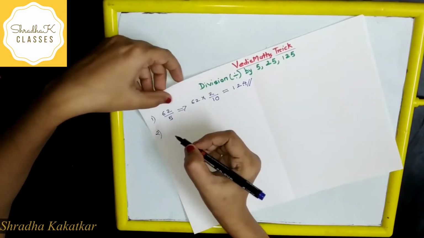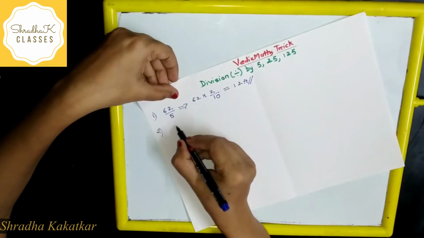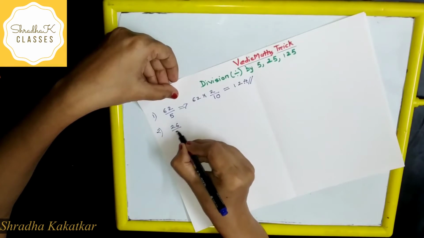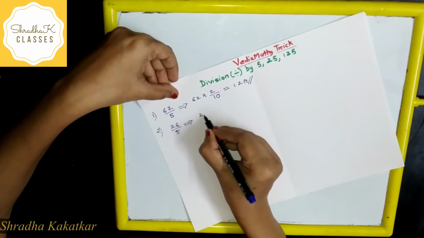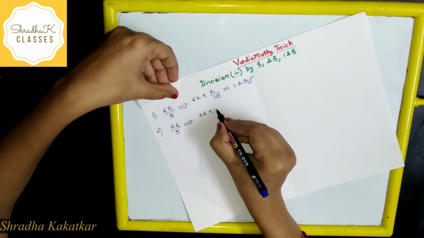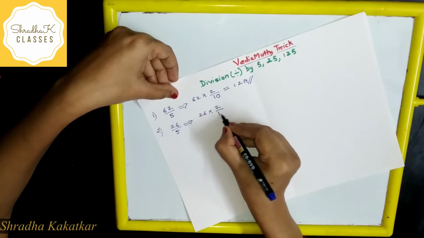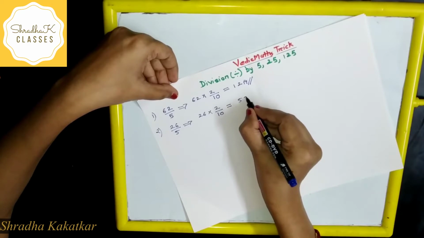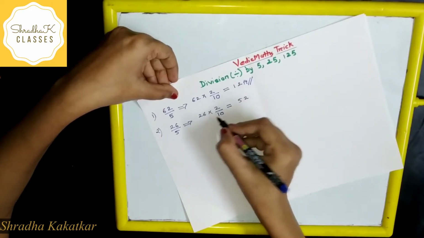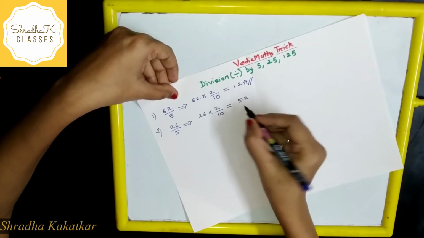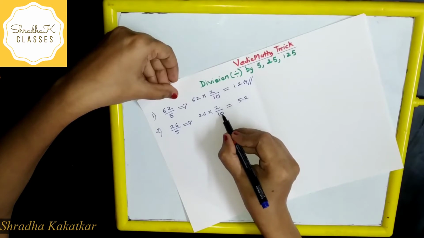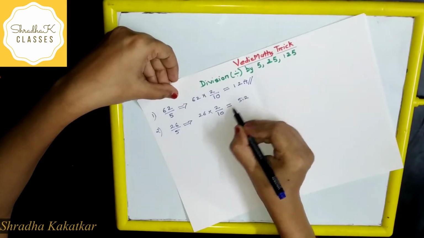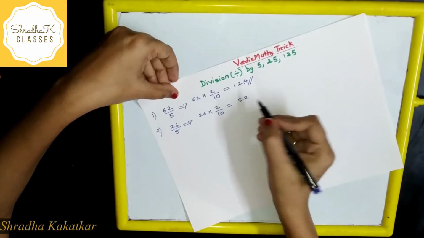Next, let's take 26 by 5. So write 26 into 2 by 10, since 5 can be represented as 2 by 10. 26 into 2 is 52. Then leave one place and give a decimal point. So 5.2. Okay, this is 10, so we gave the decimal point after one digit.